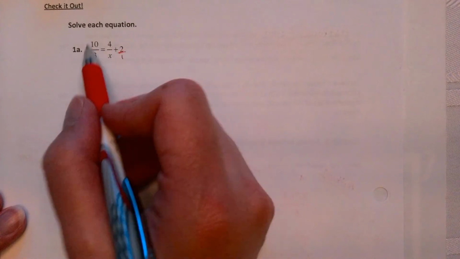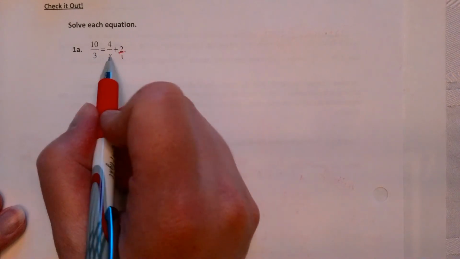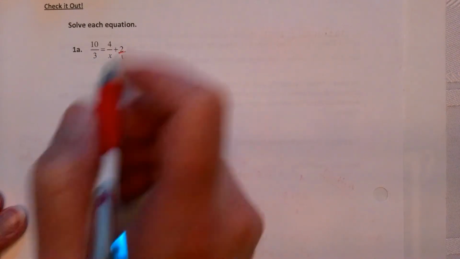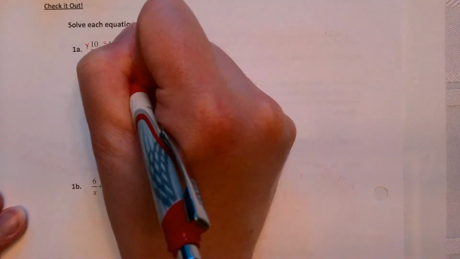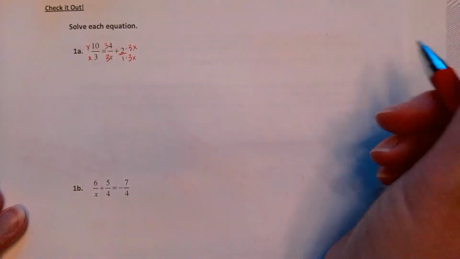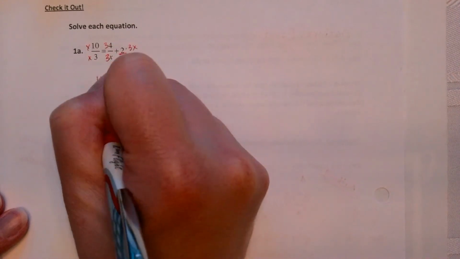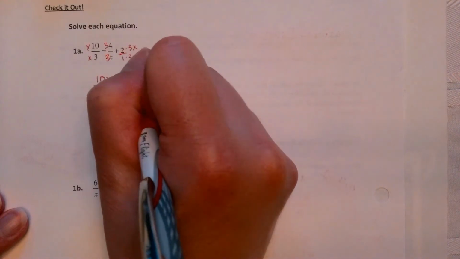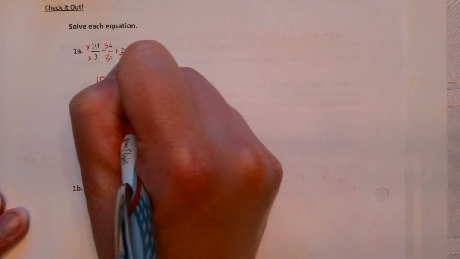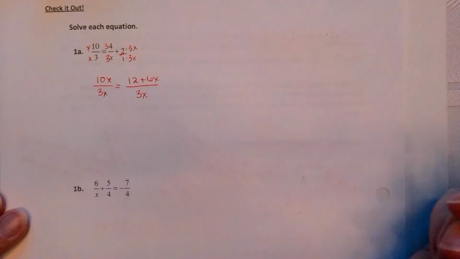So I'm going to go ahead and look and say for everything to have a common denominator, I would need a 3x. So this needs an x, and this needs a 3, and this needs a 3x. So what do I have? On the left, I have 10x over 3x equals, and on the right, I have 12 plus 6x all over 3x.